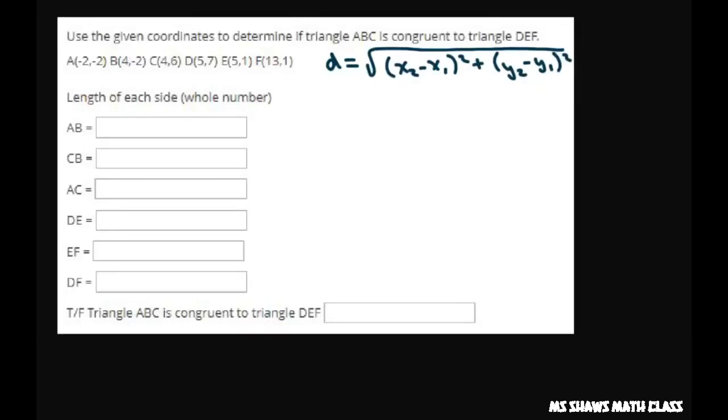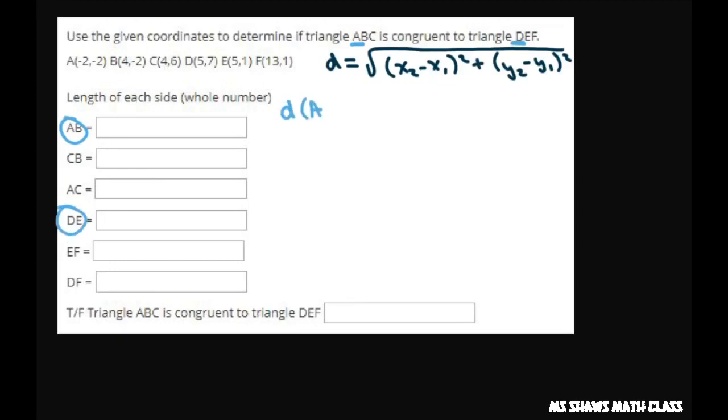Hi everyone. We're going to use the given coordinates to determine if triangle ABC is congruent to triangle DEF. So here are the coordinates, and for it to be congruent, all the sides have to be congruent. So I'm going to check AB with DE. I'm going to check these two first using the distance formula.